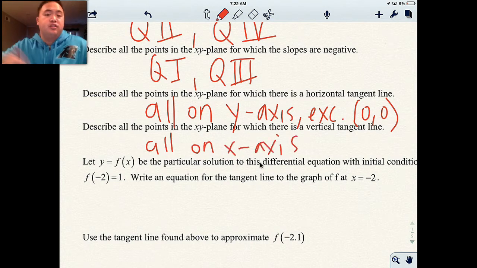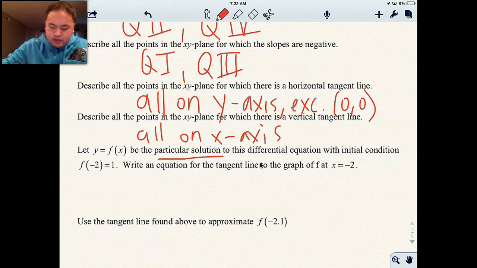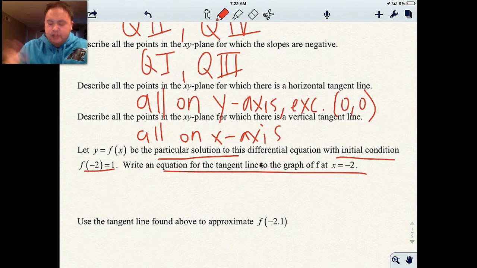So that's how you do these type of problems. Not so bad. Now, here we go again doing equations of tangent lines. So this last problem says, can you give me the particular solution with the initial condition of this, and then write the equation for the tangent line.